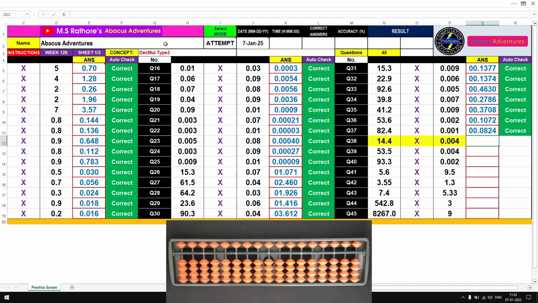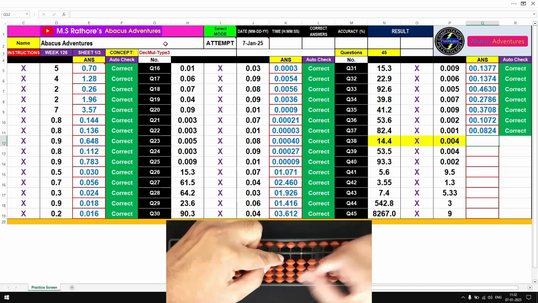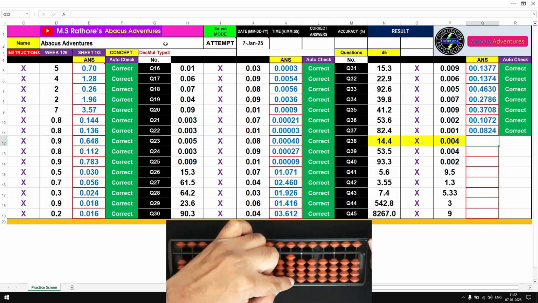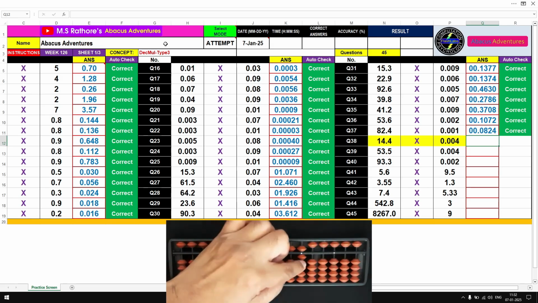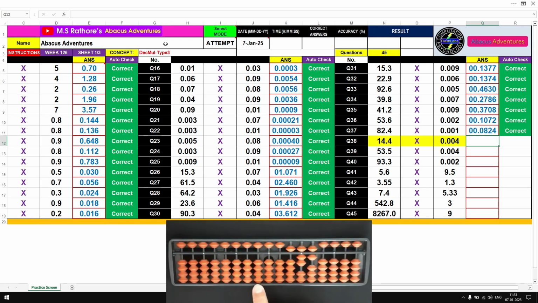Question number 38, 14.4 multiplied by 0.004 beginning from rod number 0. 4 1s are 0, 4, 4 4s are 16, 4 4s are 16, and the answer is 00.0576.